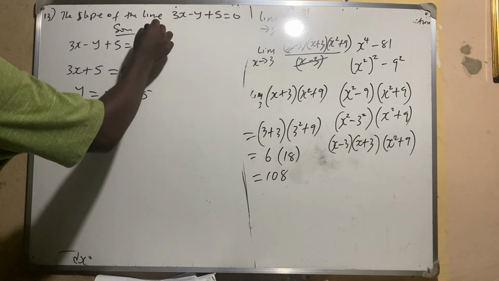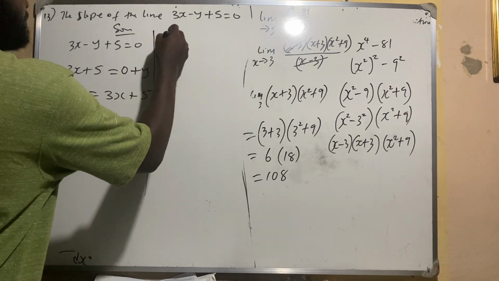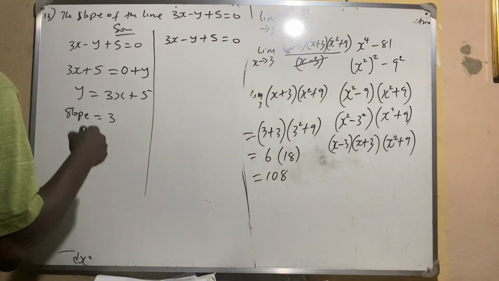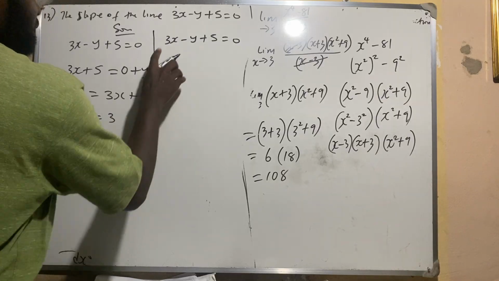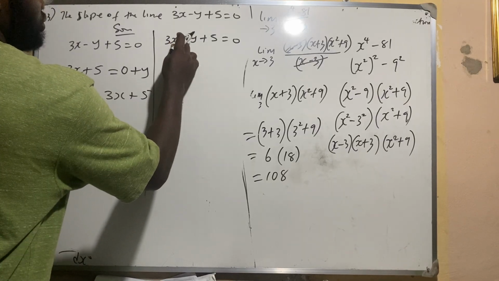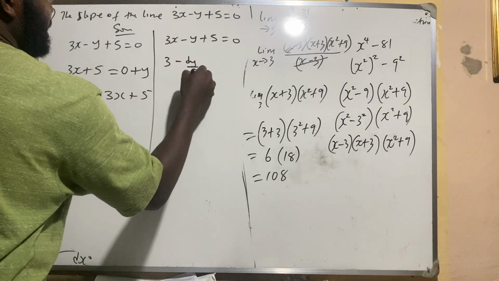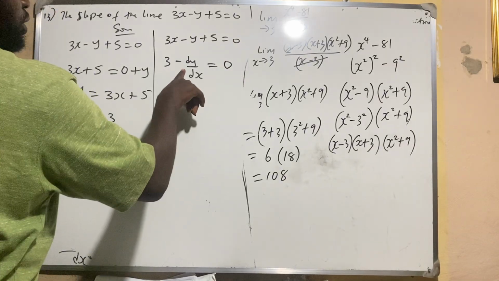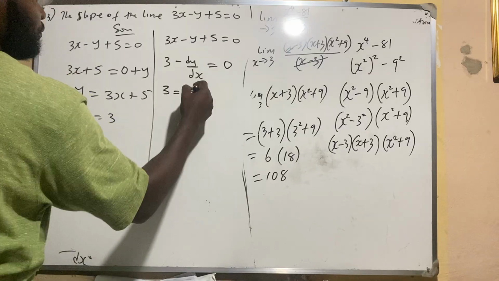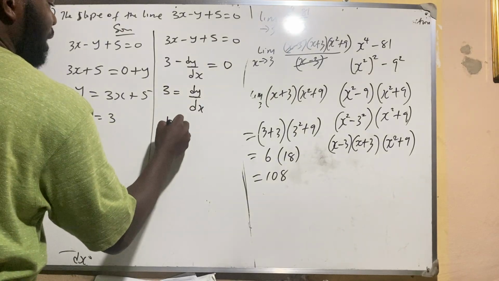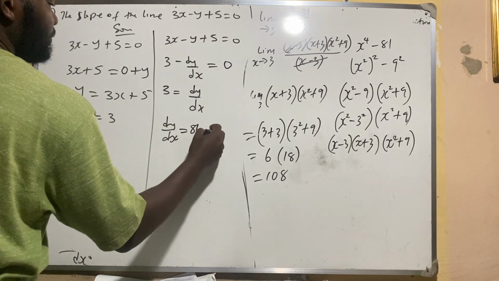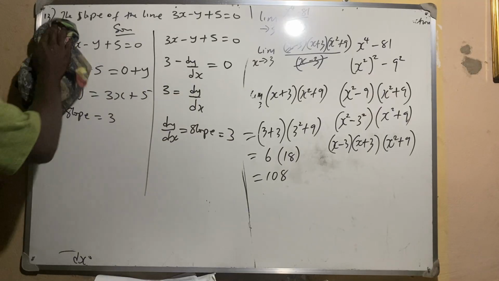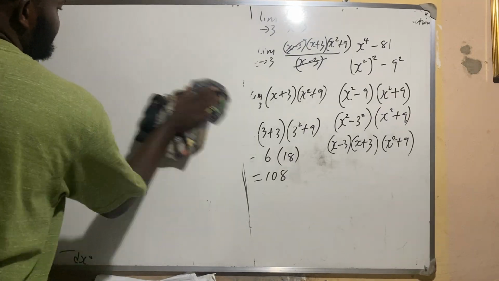Or another way to solve this is, slope means dy/dx. So I have that 3x minus y plus 5 is equal to 0. So differentiate. I think it's implicit differentiation. Differentiation of 3x is just 3. Differentiation of minus y is minus dy/dx. Differentiation of a constant is 0, equal to 0. So collect like terms. I have that 3 is equal to dy/dx, moving this one here. So you see that dy/dx, which is the same as slope, is equal to 3. The same answer. So watch my video on differentiation to understand better.